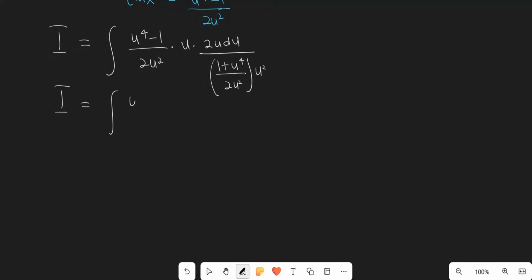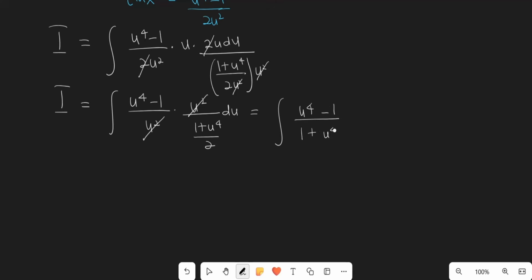So the integral of u raised to the power 4 minus 1, here u squared is going to cancel u squared here, right? And then we have 2 will also cancel 2 here. Then we have u to the power 4 minus 1 all over u squared here, multiplied by u times u here, which is u squared, divided by 1 plus u raised to the power 4 all over 2 left here. And u squared will cancel u squared. And then there's du here, I beg your pardon. So this is the integral of u raised to the power 4 minus 1 all over 1 plus u raised to the power 4 over 2 du.